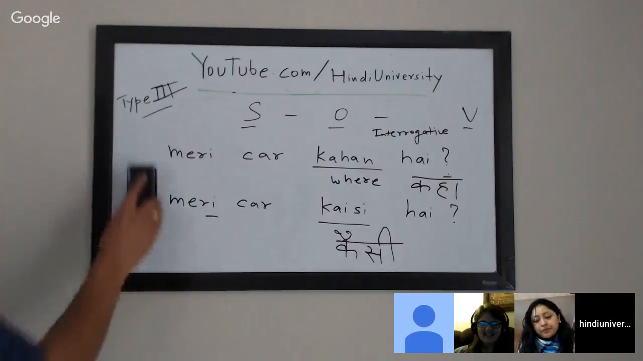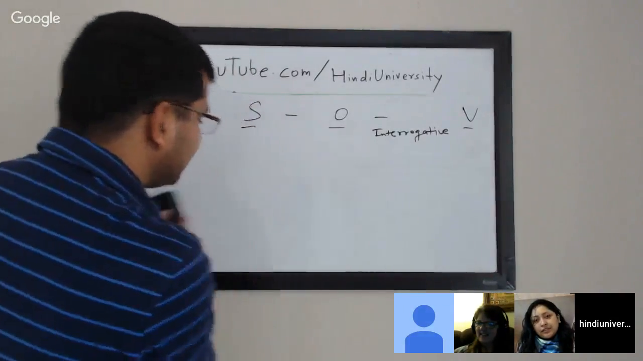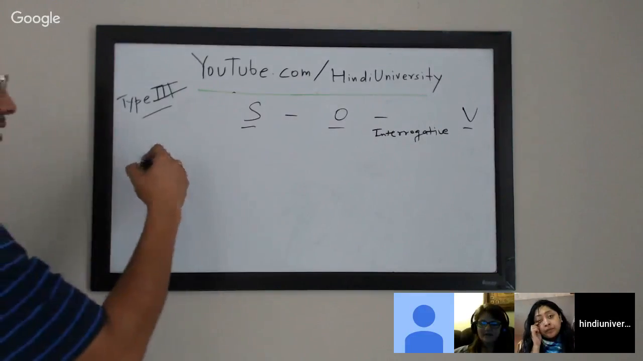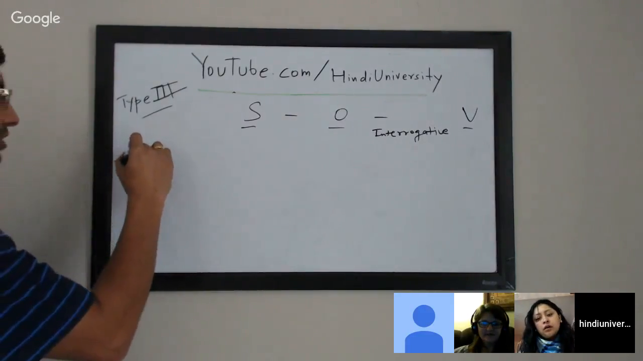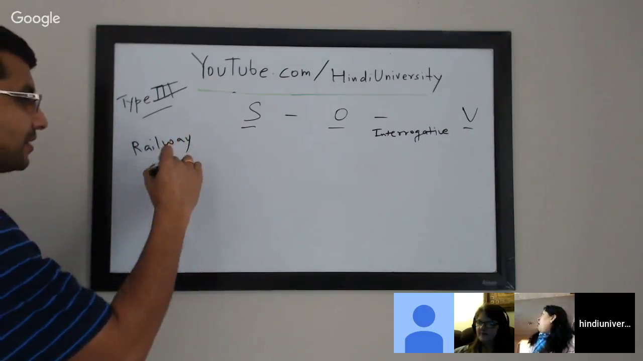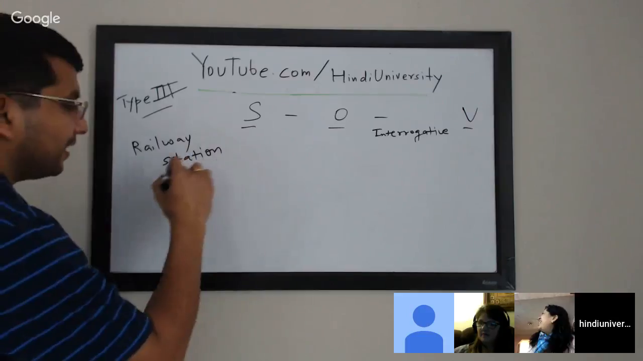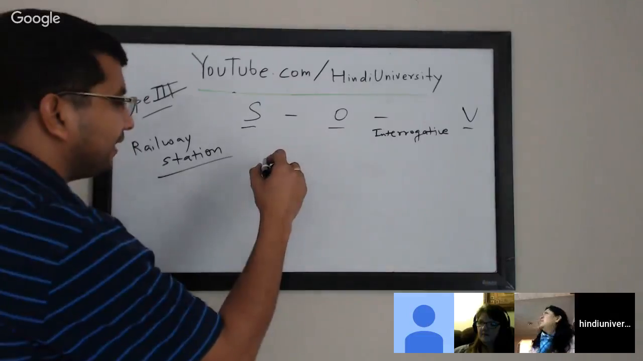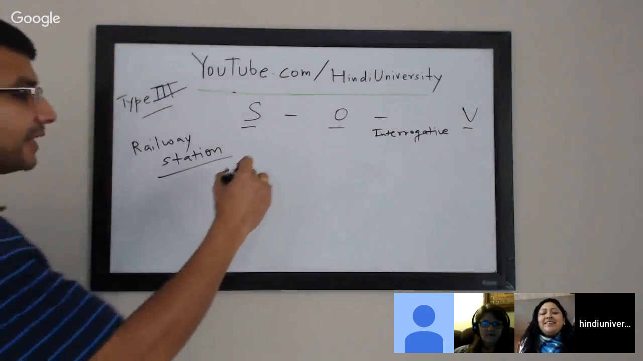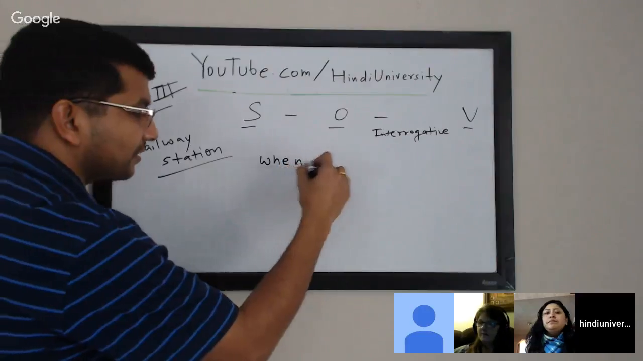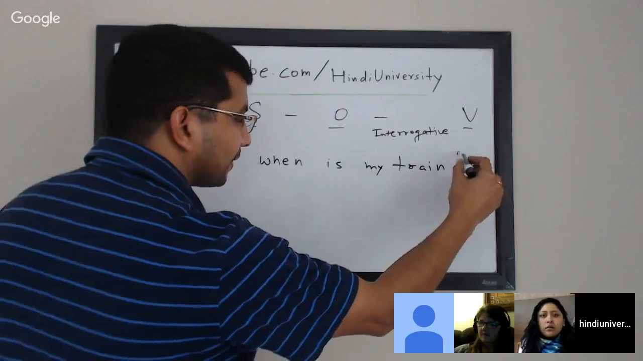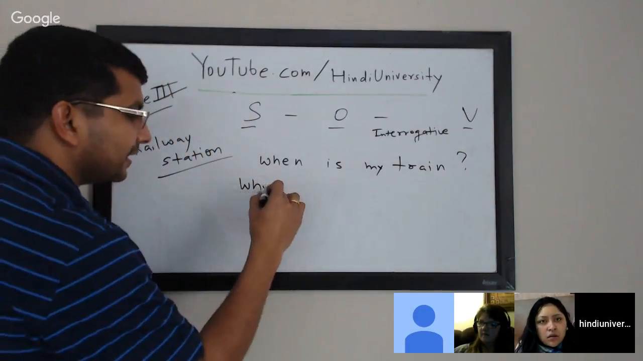Okay, right, so let's keep going. Now I will give you more examples and then I want to kind of challenge you. So now let's say you are at the railway station in India. And now you want to say, when is my train? That's the first thing you want to ask someone. Why is my train late?